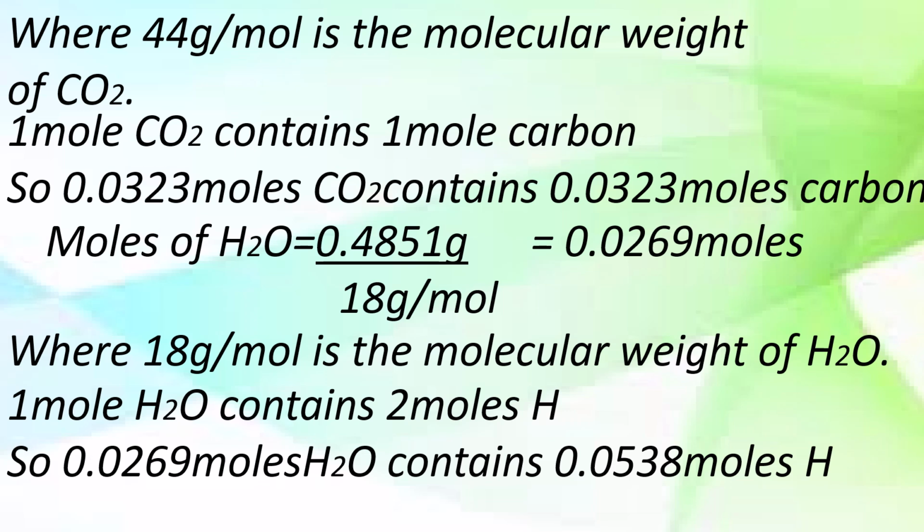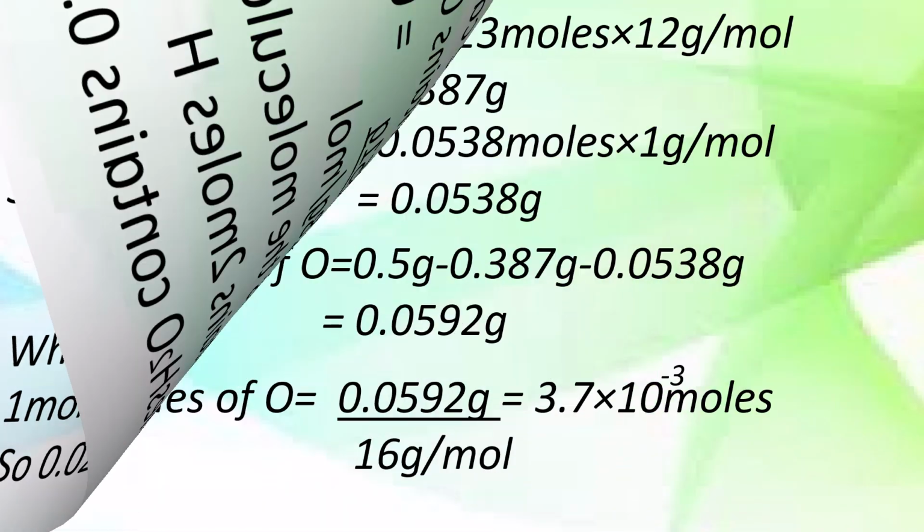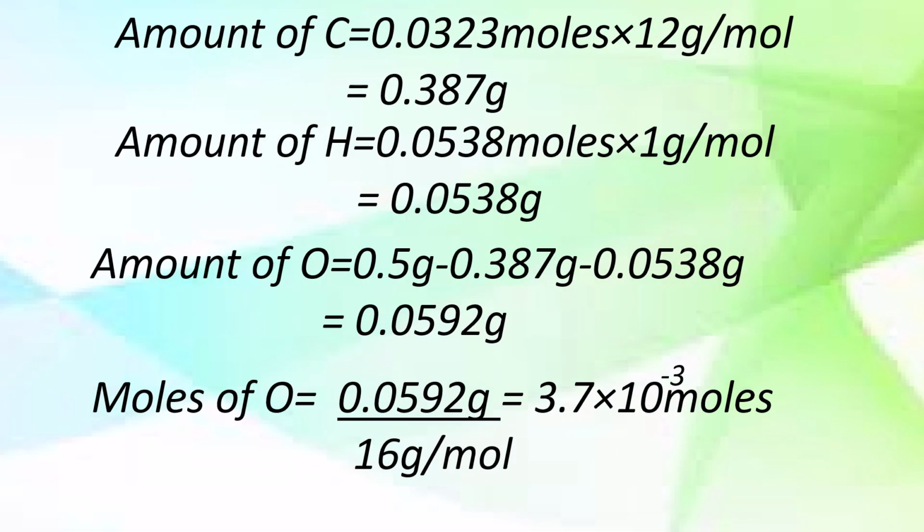Now we have to calculate moles of oxygen. First we will calculate the amount of carbon, the amount of hydrogen, and after this the amount of oxygen, and then moles of oxygen. So for the amount of carbon, moles of carbon 0.0323 moles into 12, where 12 gram per mole is the atomic weight of carbon. The amount of carbon is calculated to be 0.387 gram.